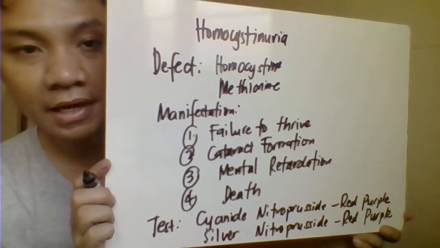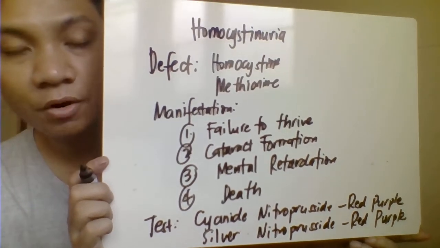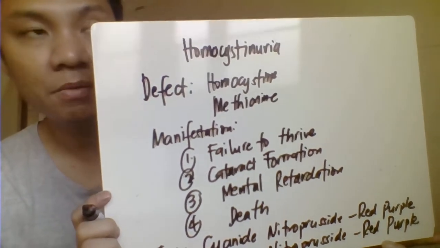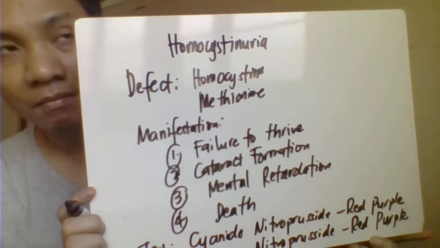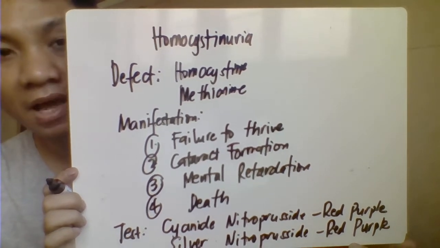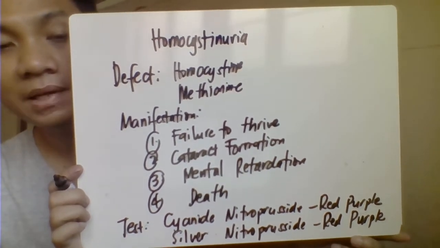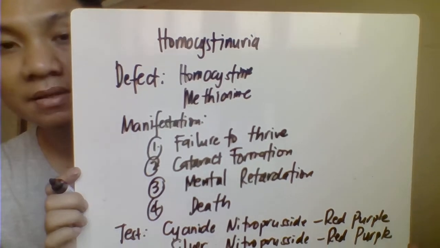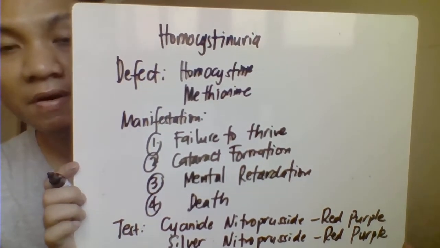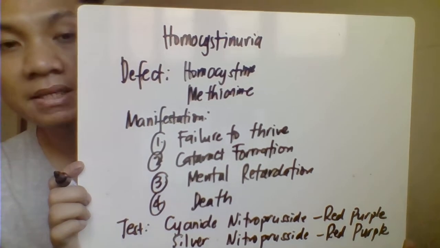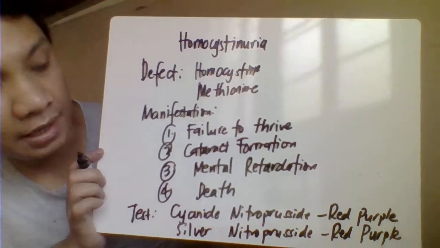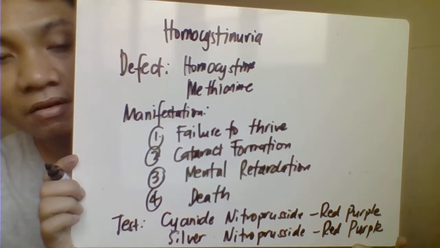Okay, another disorder related to your cystine disorders, homocystinuria, also would have the sulfur odor. The problem with homocysteine would be in the metabolism of your homocysteine plus your metabolism of your methionine. So, once it's not able to be metabolized, this homocysteine tries to accumulate, resulting in failure to thrive, mental retardation, cataract formation, and death of the patient.